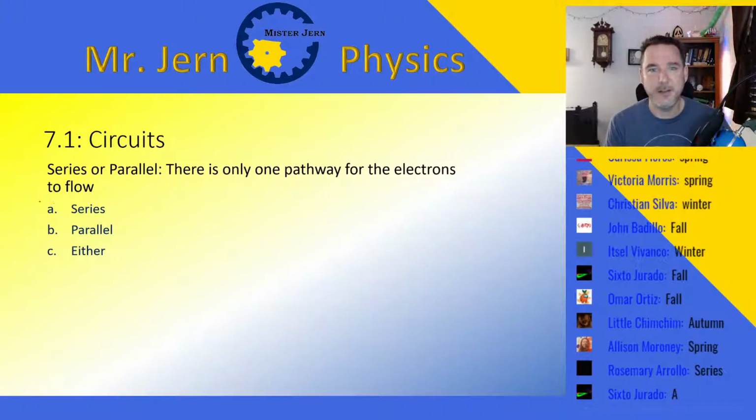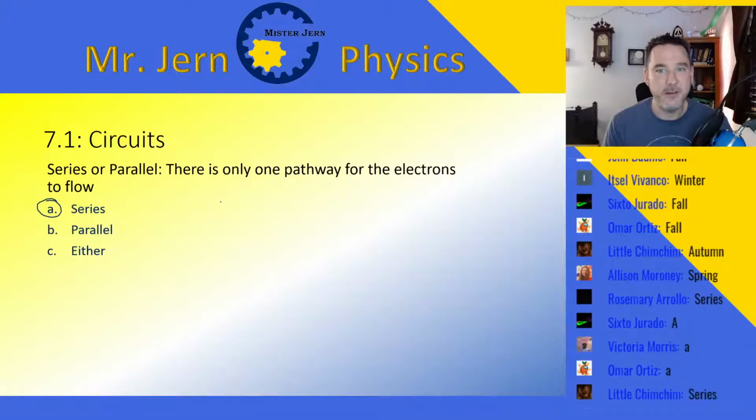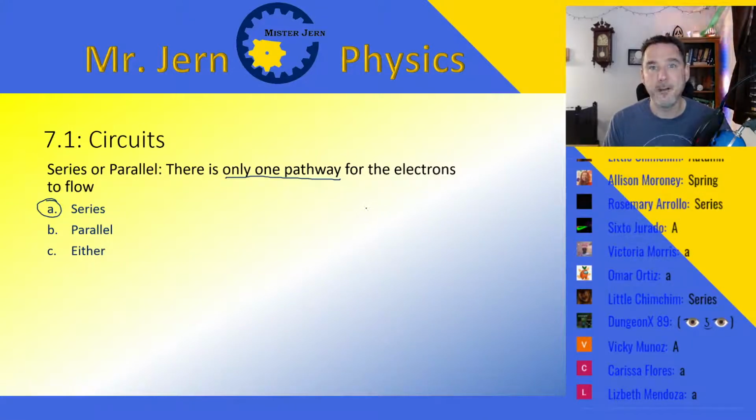All right, one pathway. Yes. All right, you both got it. Who said it? That's a series. That's like the definition for a series circuit. It's one pathway. All right, so that's like the single loop.